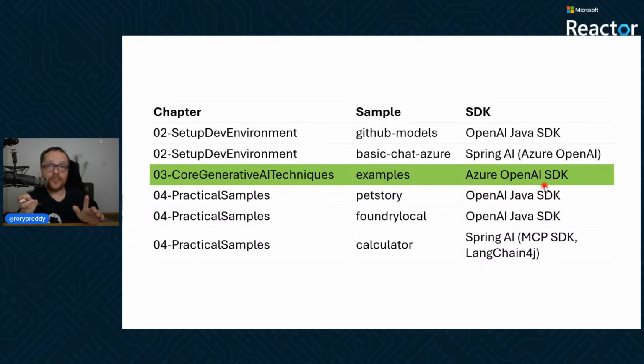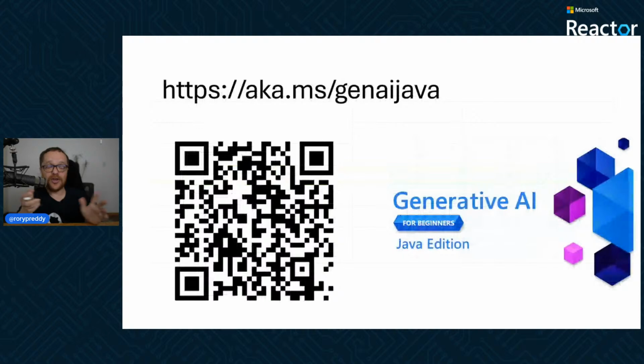We're going to be using the Azure OpenAI SDK. And now you're going to take out your phones and go to aka.ms/GenAIJava. You're going to screenshot that. And please star and fork the repo here.